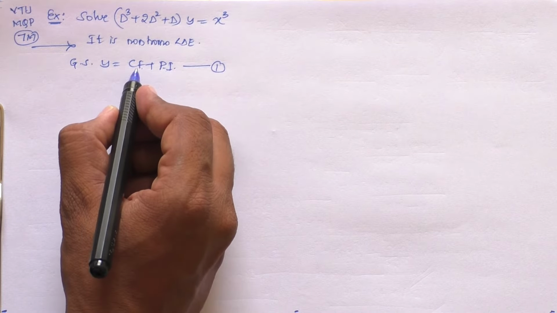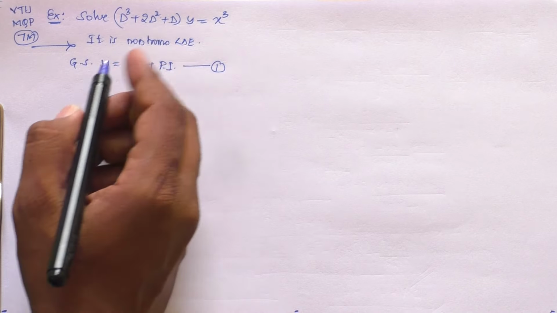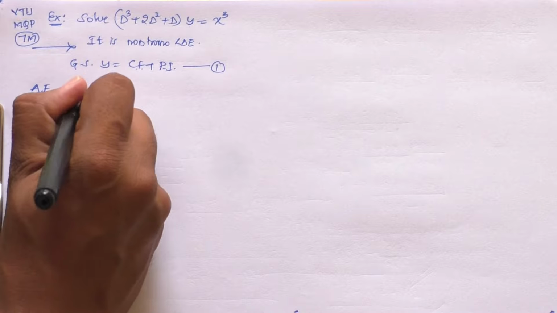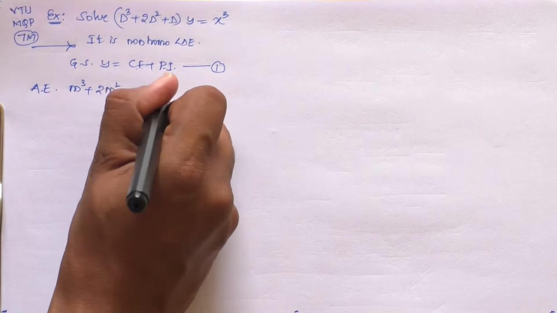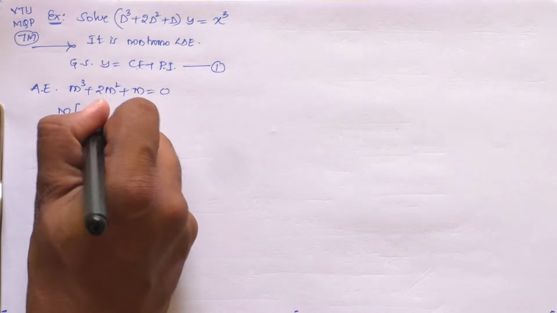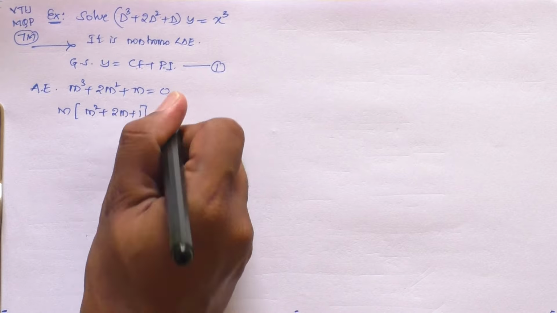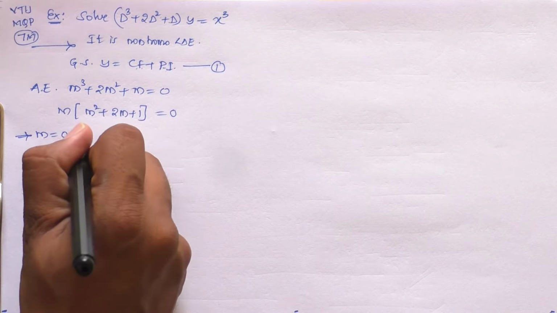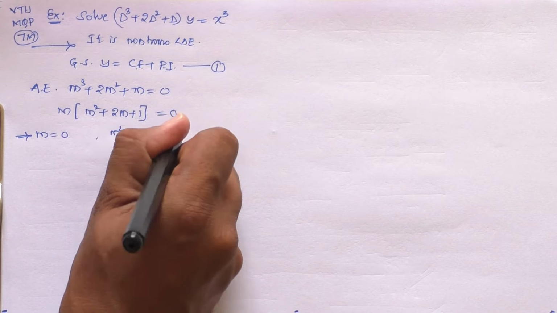For CF, refer to the LHS, which is D cube plus 2D square plus D. So the auxiliary equation means replace D by m: m cube plus 2m square plus m equal to 0. Now throughout, m is common. If you take m common, we get m into m square plus 2m plus 1. Now the product is 0, which means m equal to 0 or m square plus 2m plus 1 equal to 0.